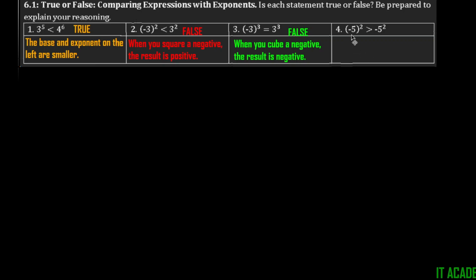And then for number 4, it says negative 5 squared is greater than the opposite of 5 squared. And we're going to say this is going to be true because a positive is always greater than a negative, and so when you have negative 5 squared, that should be a positive number. Where when you have the opposite of 5 squared, that would end up being negative 25.